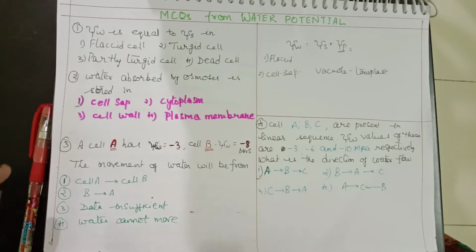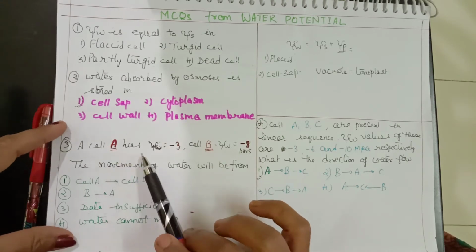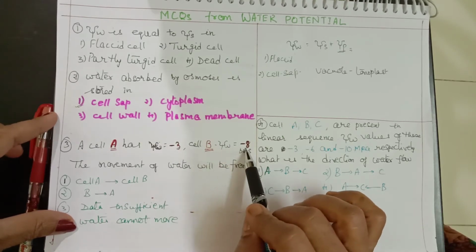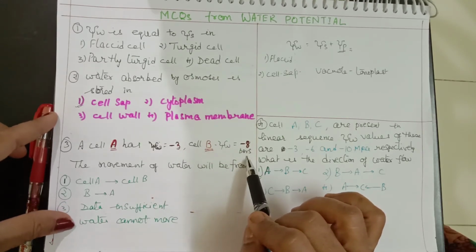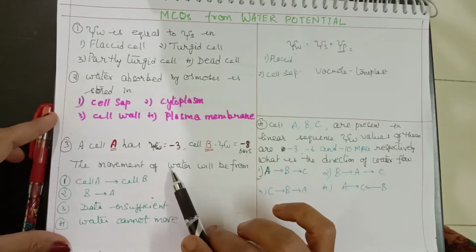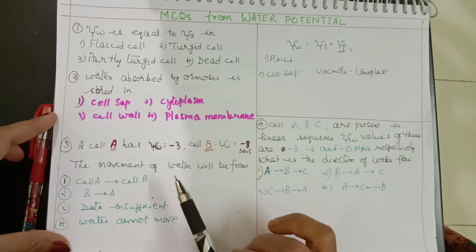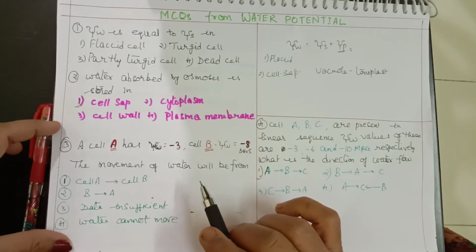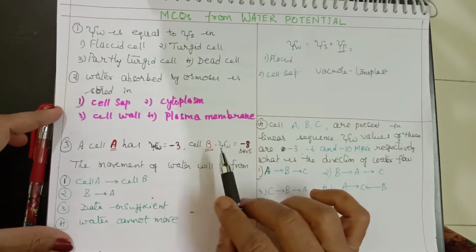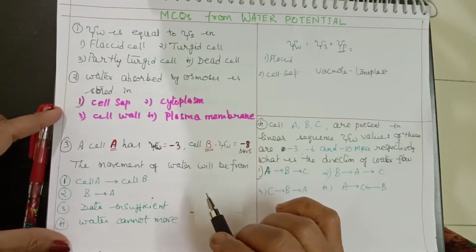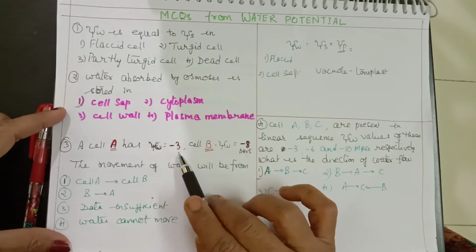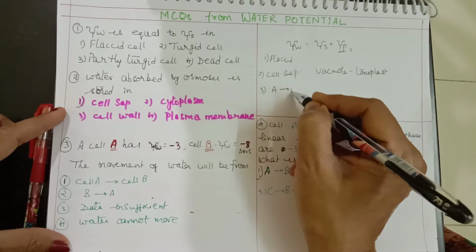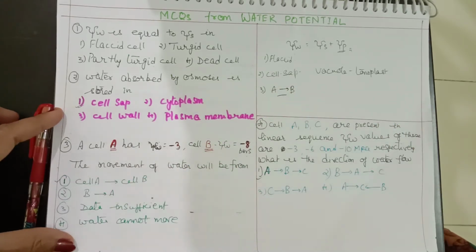Now the next question, the third question. A cell A has a water potential of -3 and cell B a water potential of -8 bars. What will be the movement of water, in which direction? You know, water always moves from a region of higher water potential to a region of lower water potential. So here higher water potential is that of cell A. So the movement of water will be from cell A to cell B. That will be the first option.